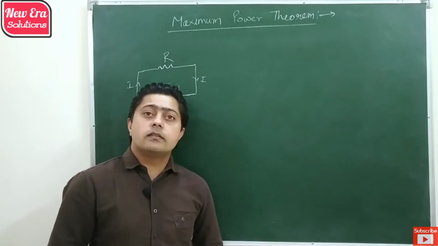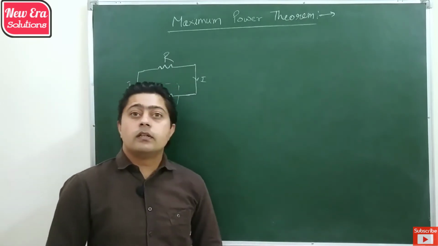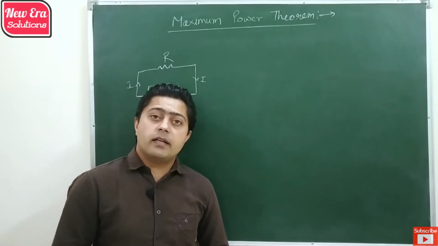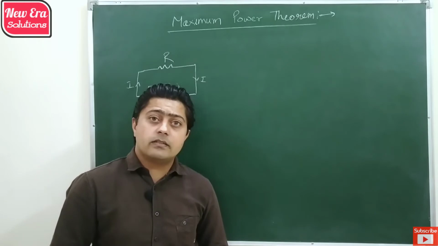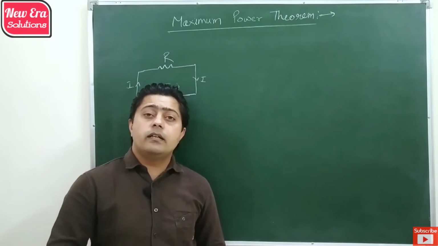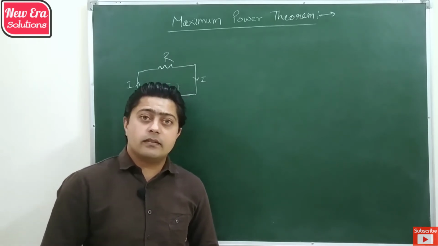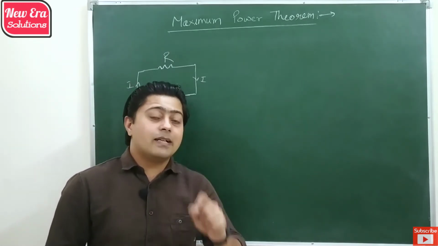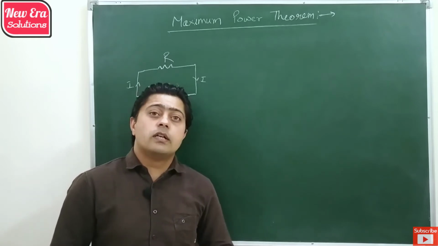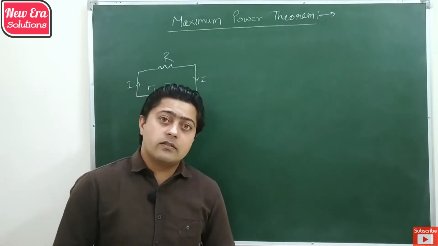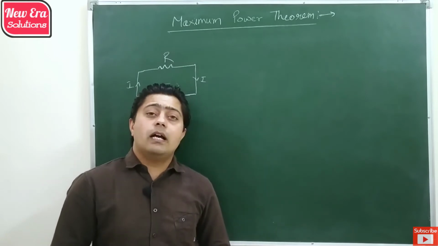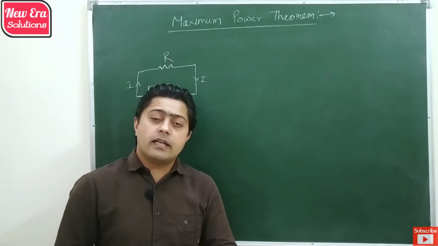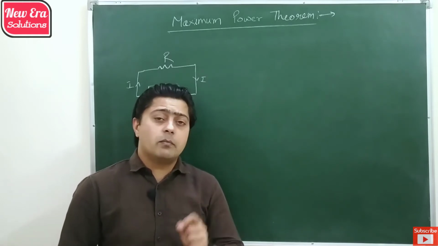Now let's discuss the maximum power theorem. For a source, the power delivered is maximum only when the external resistance we use is equal to the internal resistance of the device. That means according to this theorem, the source of EMF delivers maximum power when it is used with an external resistance having the same value as its internal resistance. So let's verify the theorem and check what is the maximum power delivered by the cell.